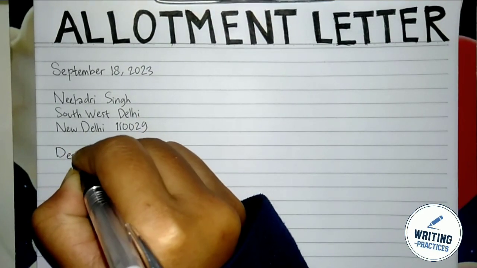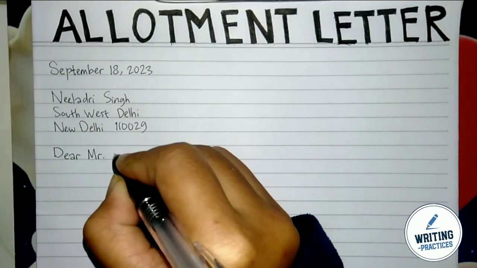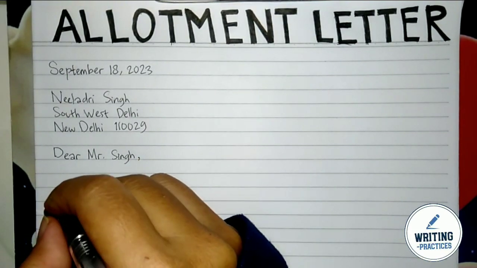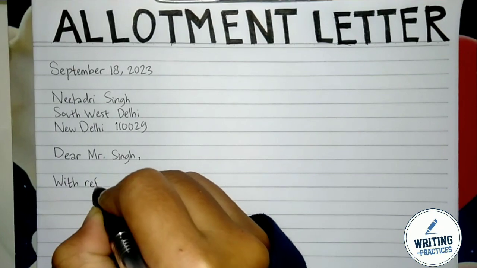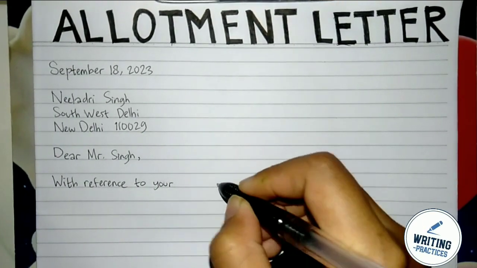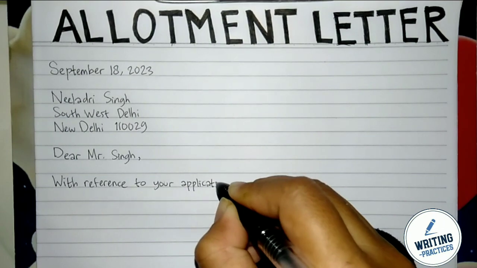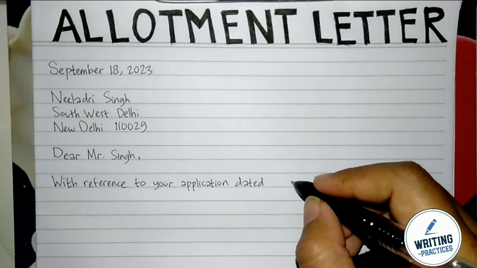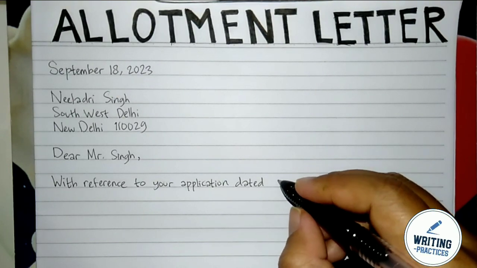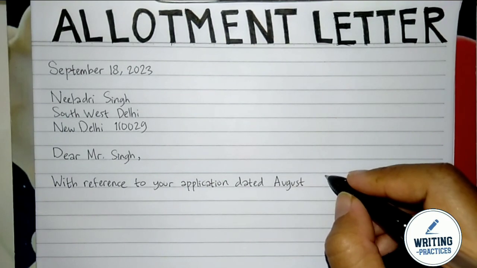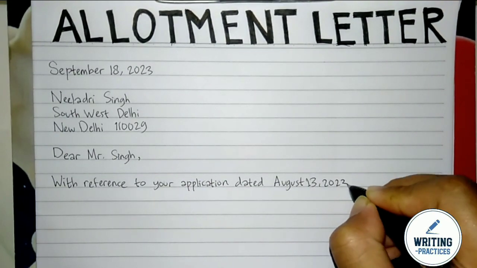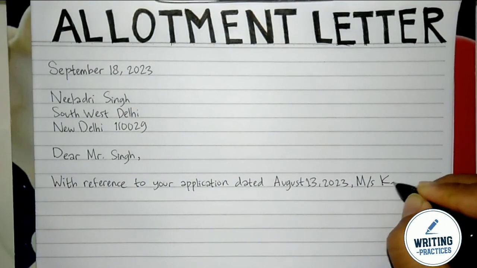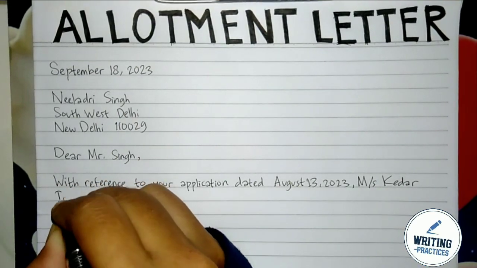Now, open the letter with a salutation like Dear Mr. or Mrs. or Ms., followed by the last name of the recipient. In the first paragraph, write that you are pleased to allot the recipient a property. In this case, first, you have to mention the allotment application that the recipient of this letter sent to you. You can also mention the date of the application. And write that you agree to allot the recipient with a property.